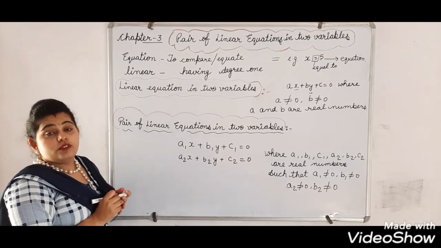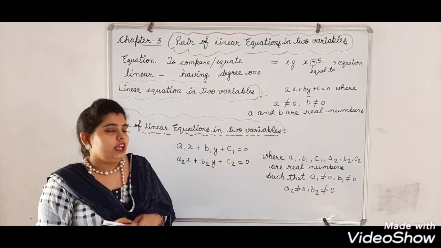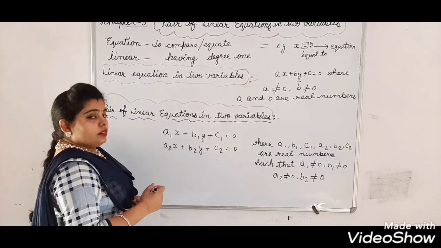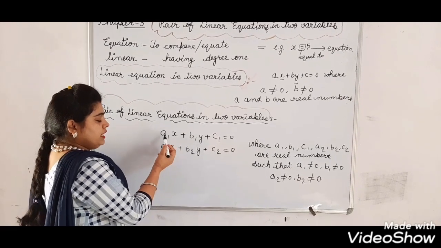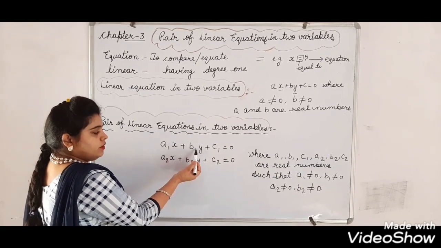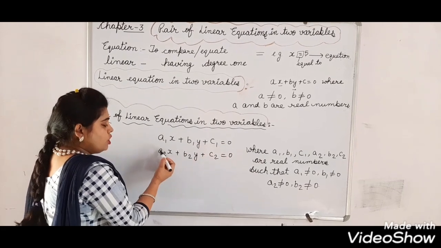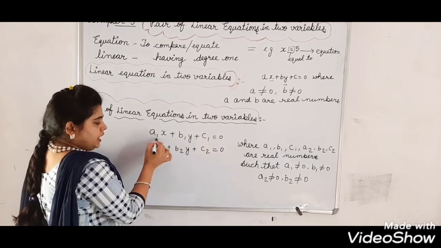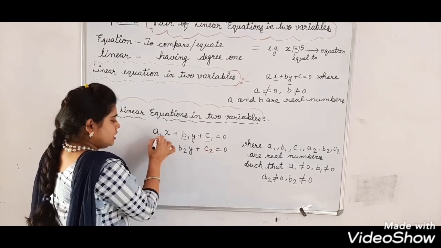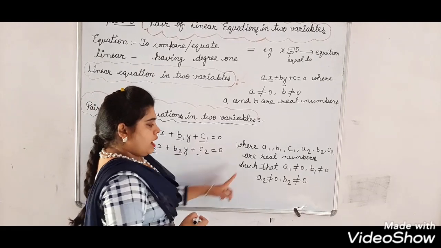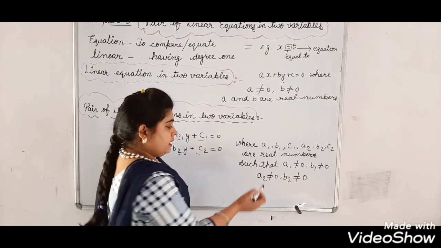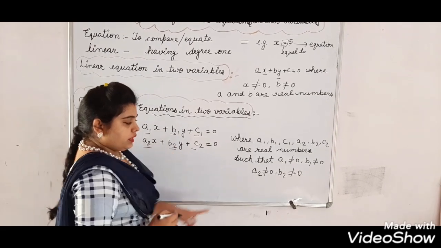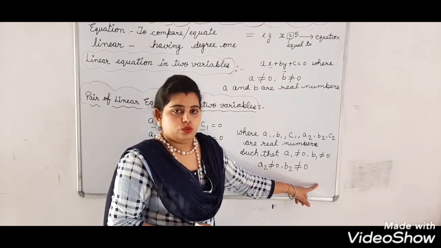Means in this we will study about pair of linear equation. In pair of linear equation, the most general form of these equation is a1x plus b1y plus c1 is equal to 0, a2x plus b2y plus c2 is equal to 0, where a1, b1, c1, a2, b2, c2 are real numbers such that a1, b1, a2, b2 cannot be equal to 0.